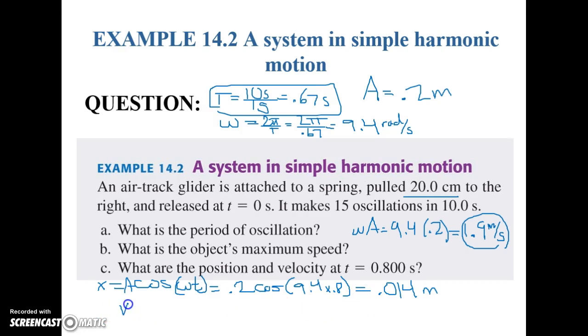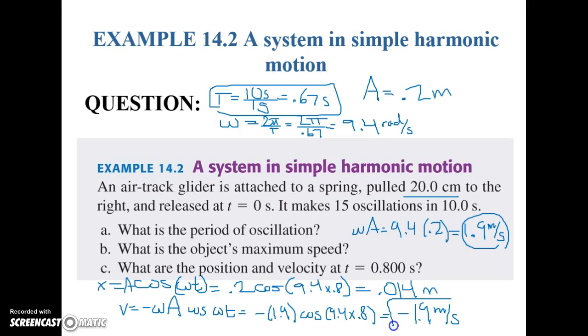It does not. So my velocity is minus omega A sine of omega t. I've already found this omega A value, it's my 1.9. And then the sine of, again, 9.4 times 0.8. This comes out to be a negative 1.9 meters per second. So even though it's on the right-hand side, it is moving to the left because of this negative sign.